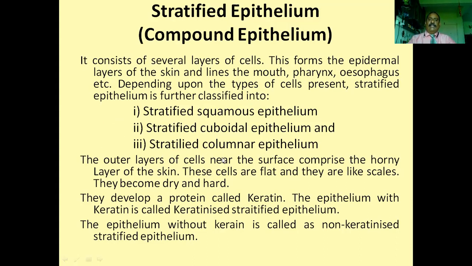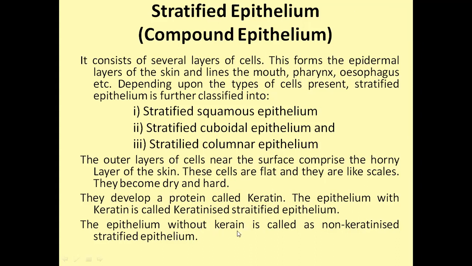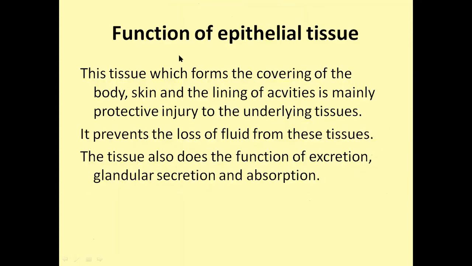These cells are flat and they are like scales. They become dry and hard, and they develop a protein called keratin. If keratin is present, that is called keratinized stratified epithelium. And if the epithelium does not have keratin, it is called non-keratinized stratified epithelium.